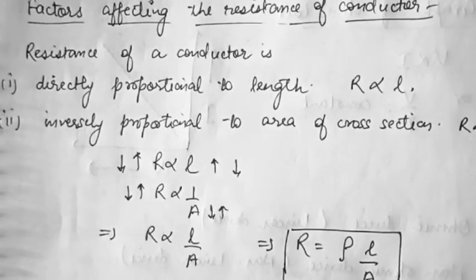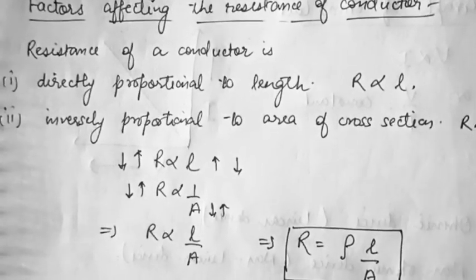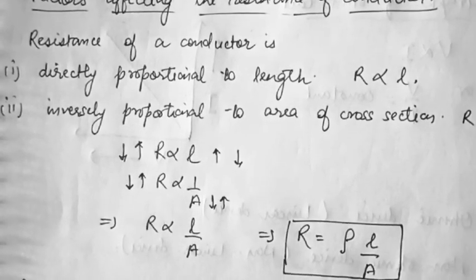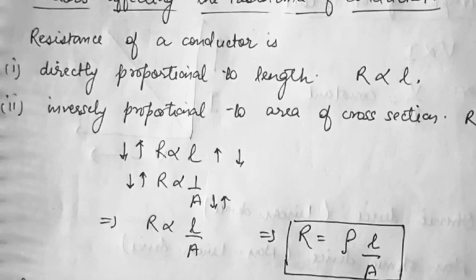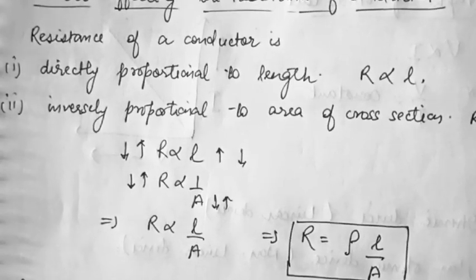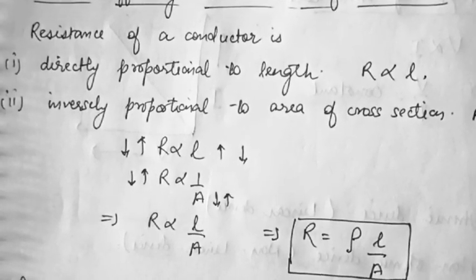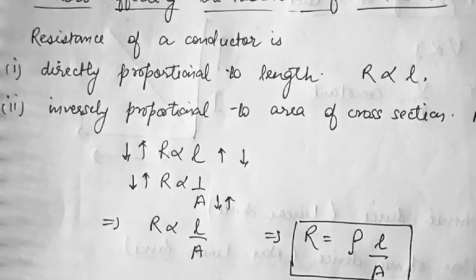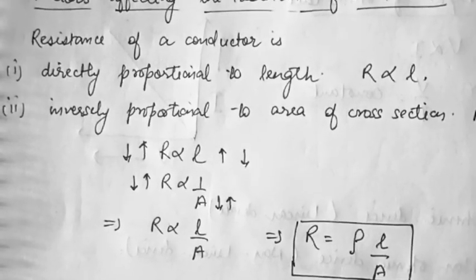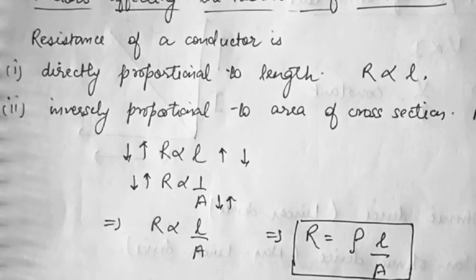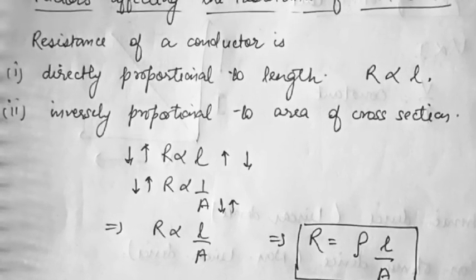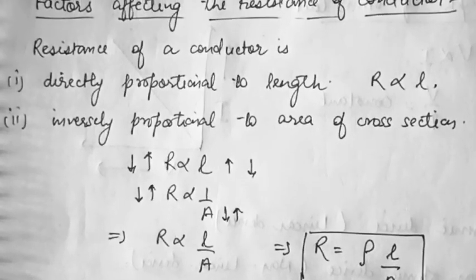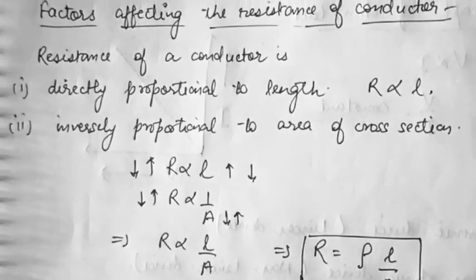So let us take an example. If we talk about length, if the length of the conductor is doubled, then obviously the resistance is going to be doubled, and if the length is halved, the resistance is going to be halved. Similarly, in case of cross section area, if the area is doubled, what will happen? The resistance becomes 1 by 2 times, or you can say it is halved. Now if the area is halved, the resistance becomes 2 times. When we solve numericals, we will be able to understand how it is happening.